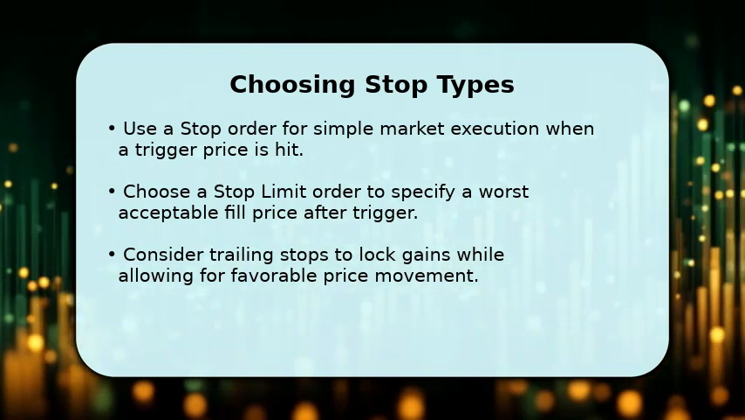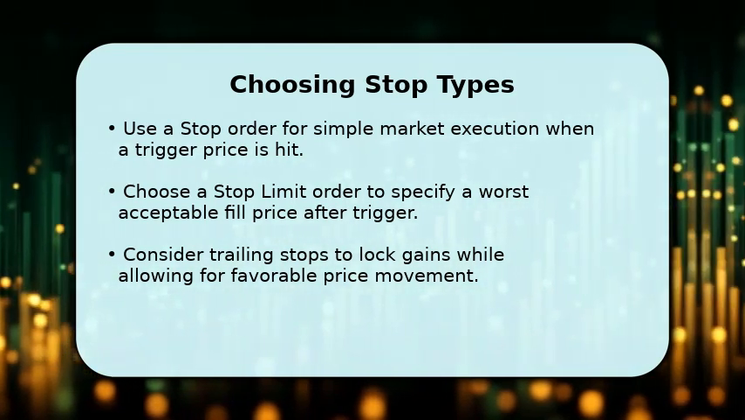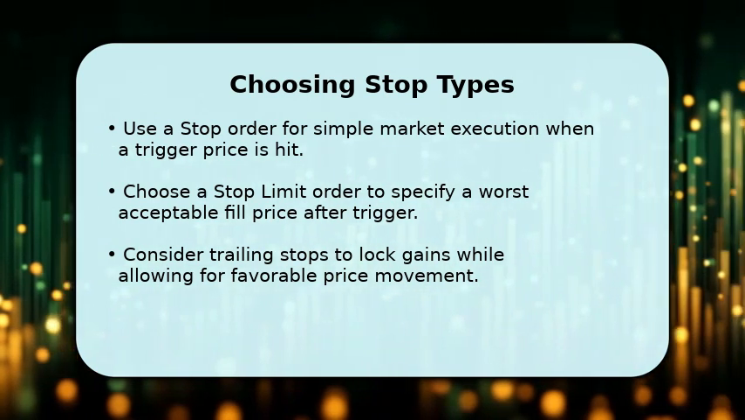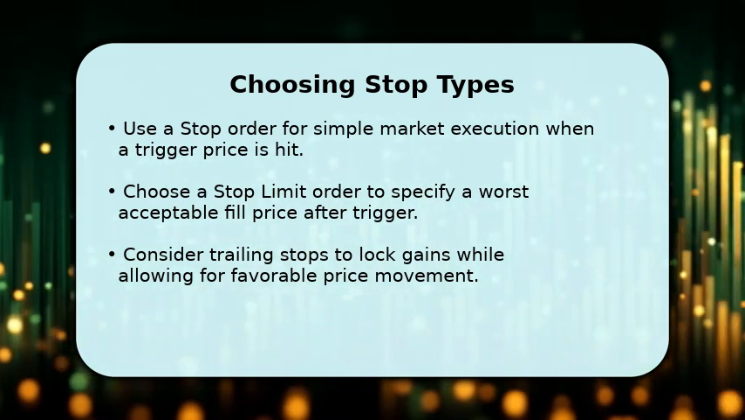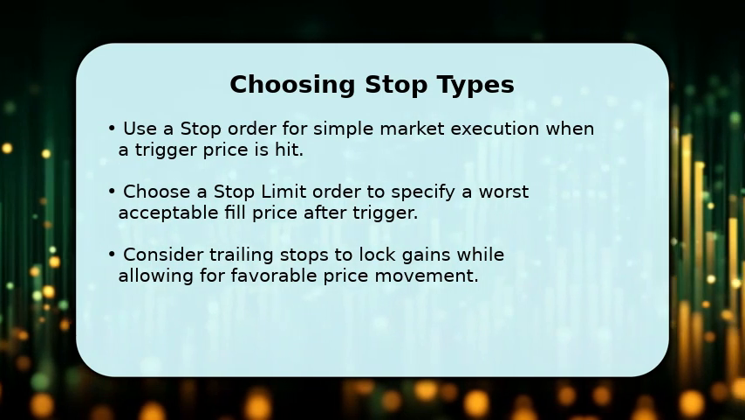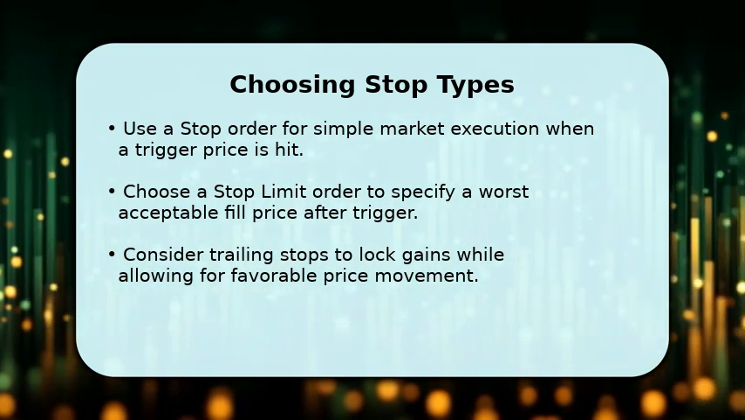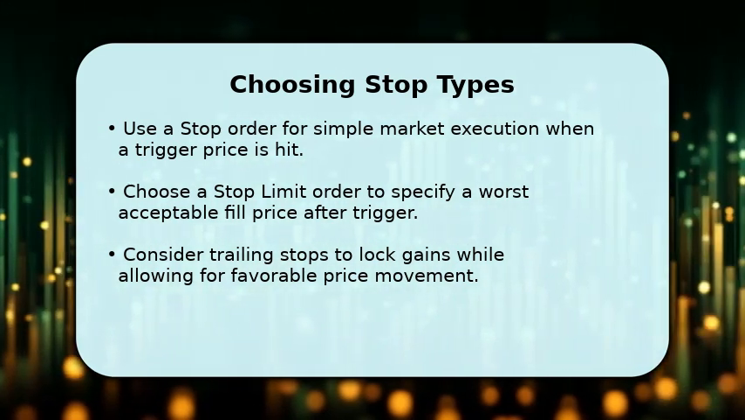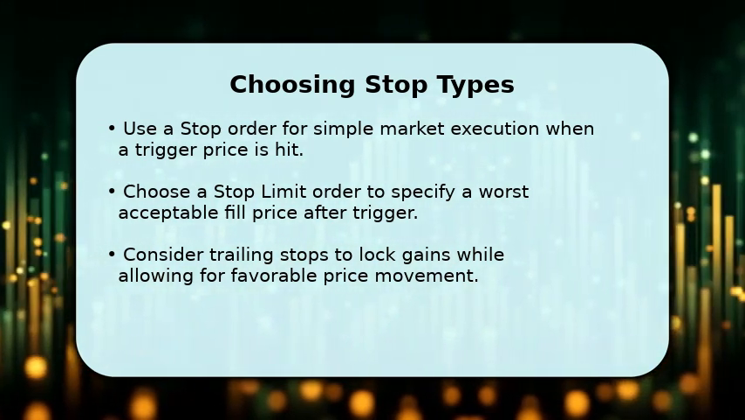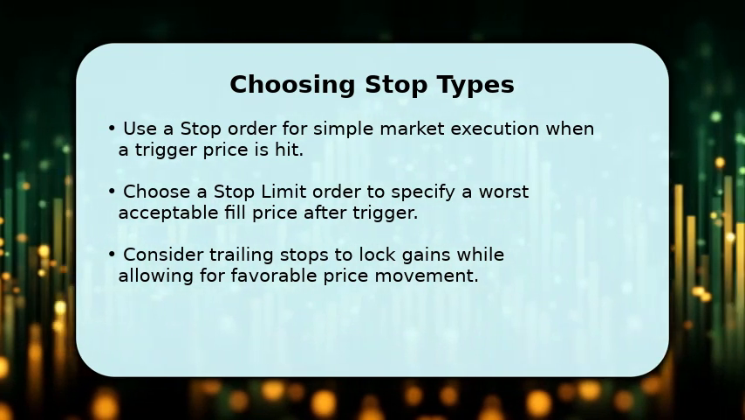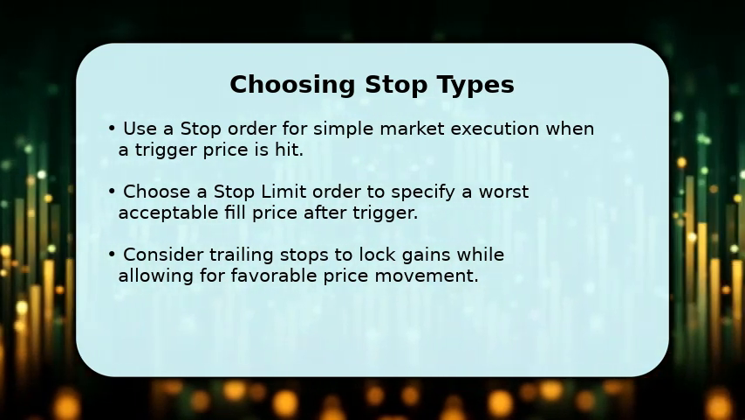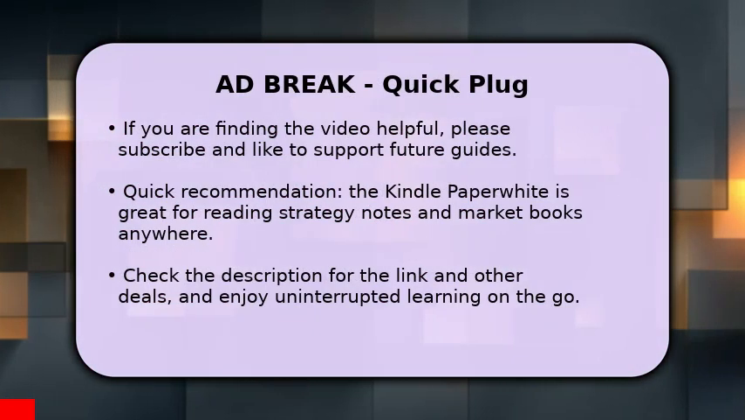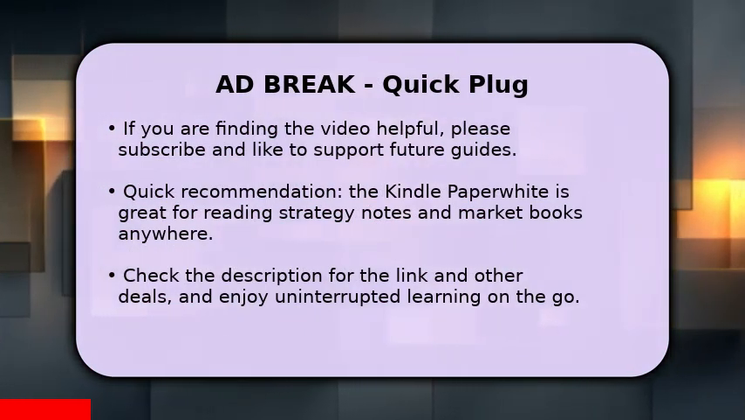Learn the difference between stop and stop limit so you can match execution style to risk tolerance. A stop order triggers a market fill, while a stop limit protects your worst price, but may not fill. Trailing stops follow price by a set amount or percent to protect gains, and you can set these parameters in the order editor.